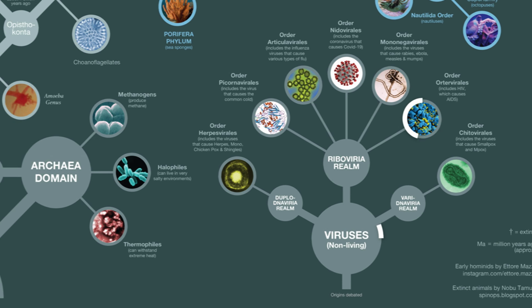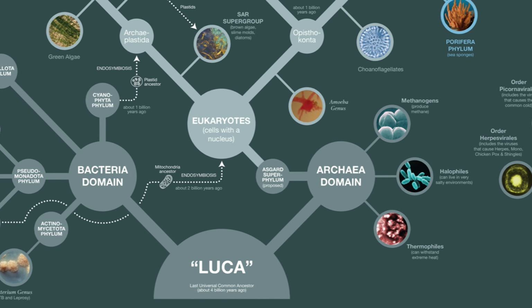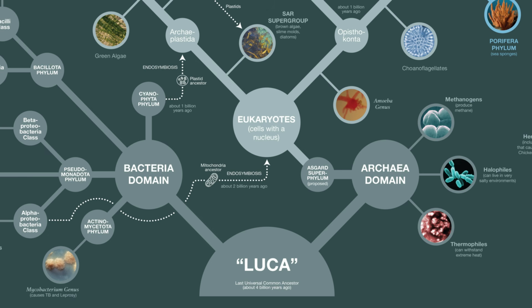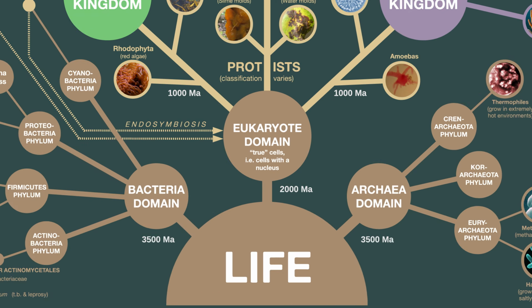Okay, we're now ready to move up from LUCA to the earliest branches of life. 10 years ago, when I first made an evolution chart, it was thought that life initially went in 3 directions, which is why the previous version had 3 domains: bacteria, eukaryote, and archaea.